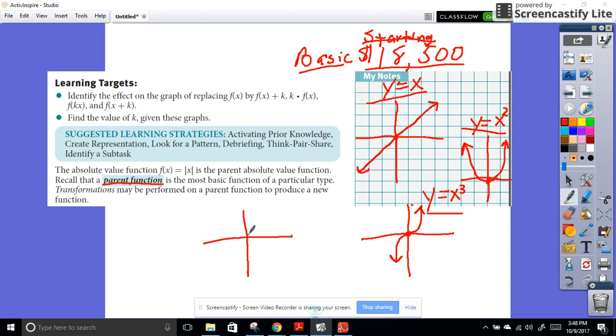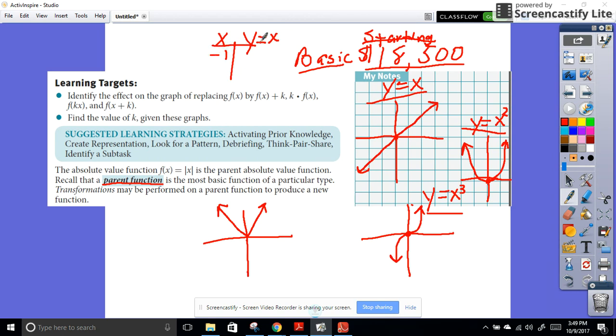It's a parent function. It's in the shape of a V. If you want to know how to make each one of these, if you don't remember how to graph, remember you can always graph them by building a table of values. If you built a table of values for y equals x, here's the x value, here's the y value, which is equal to x. So just pick any number that you want for x.